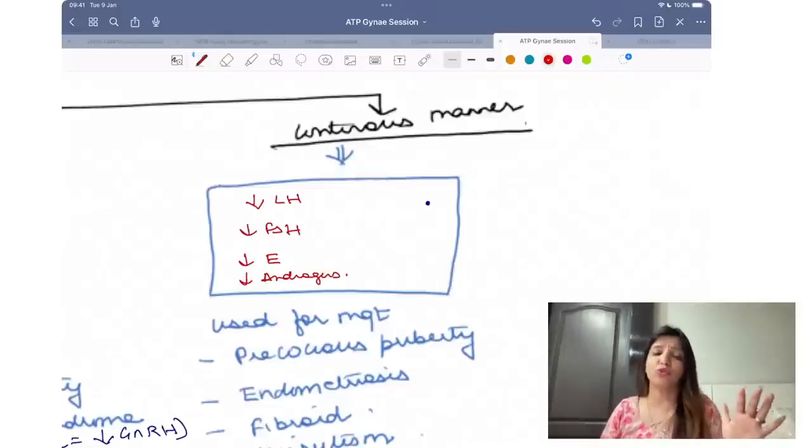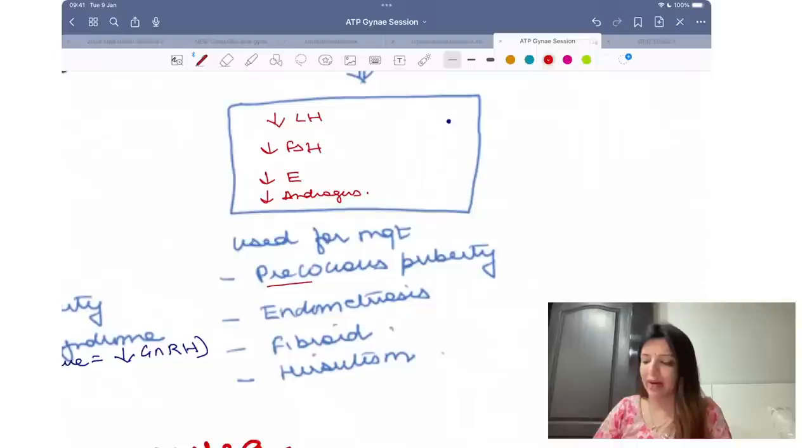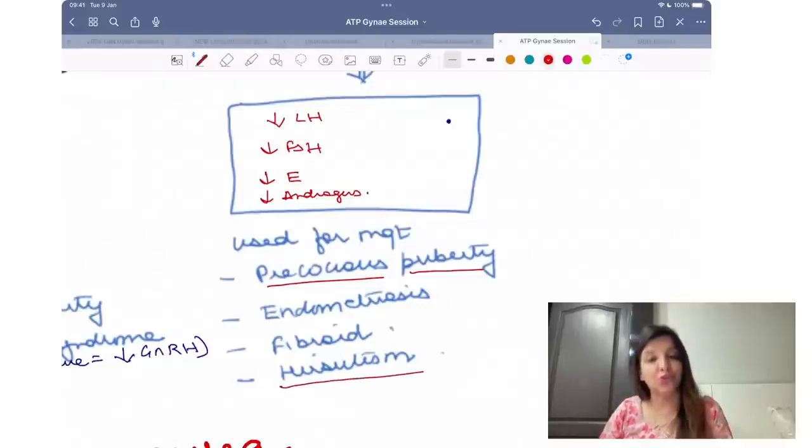Whatever is being produced by the ovary will decrease, and that is why continuous GnRH is used in the management of precocious puberty. Continuous GnRH is used for managing hirsutism, because in hirsutism androgen levels are high. The moment androgen levels decrease, then your hirsutism is treated. And it is used for management of fibroid and endometriosis.